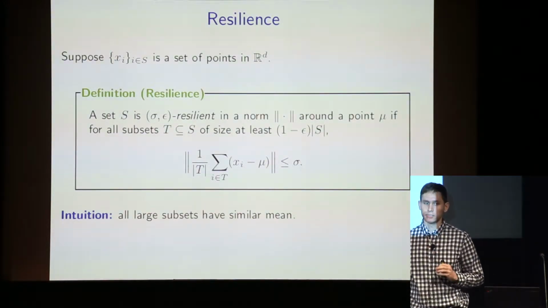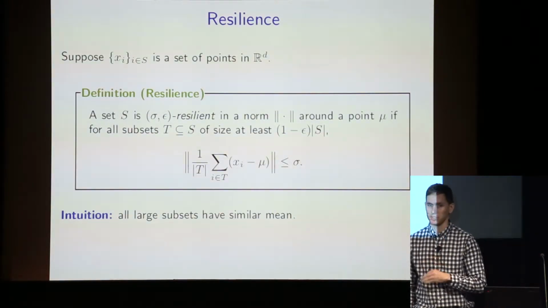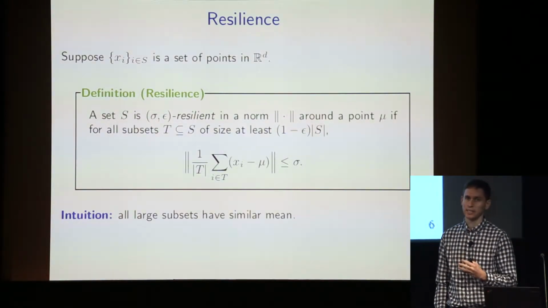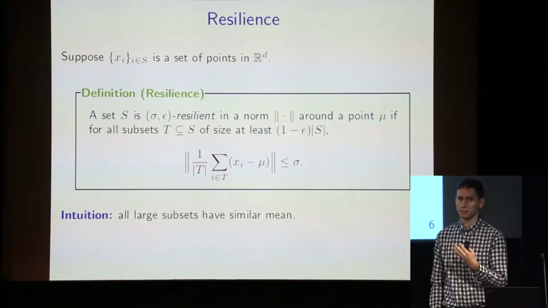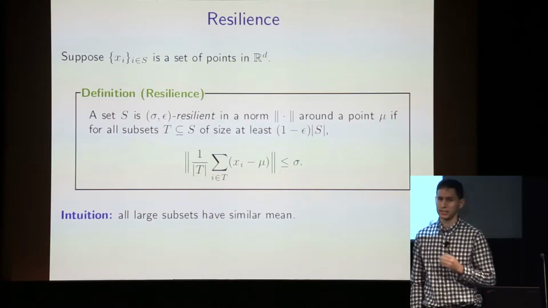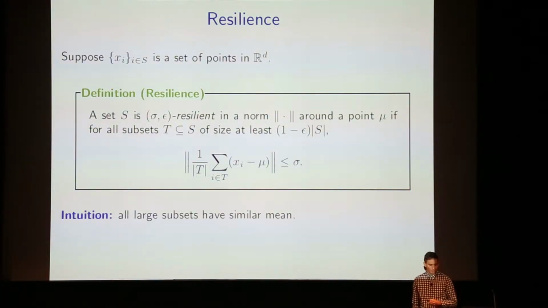You can think of it as a notion of robustness, but we're interested in robustness to added outliers, and this is saying that actually we're thinking instead of addition robustness, we're thinking of deletion robustness. So this is saying even if an adversary could delete some of the points, the mean would still be similar.